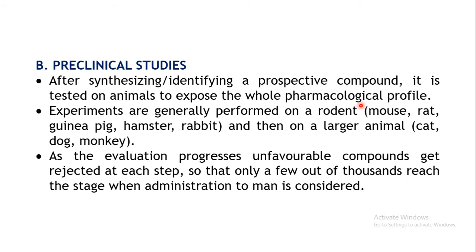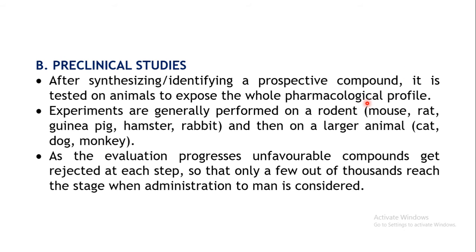Here the experiments are done specifically in rodents, that is mouse, rat, guinea pigs. Later on the drugs may be studied in larger animals also, that is cats, dogs, or monkeys or primates. Their physiology is quite close to human beings. Preliminary studies are done in rodents, and then closely related animals are used to evaluate the pharmacological profile of that particular drug.